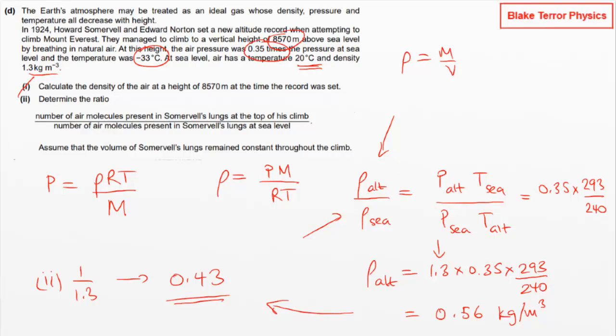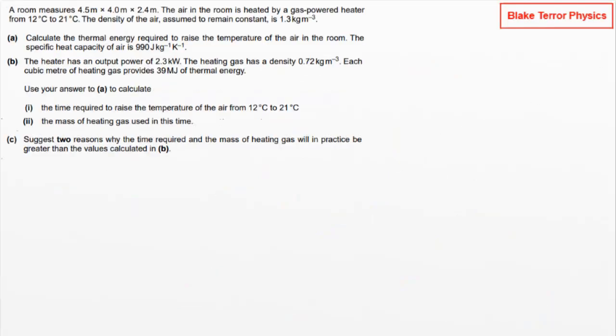Let's move on to, what is this? Yes, we've got a new question. This will be the last bit that I do in this. It seems to be the end of a block. The room measures that the air in the room is heated by a gas-powered heater from 12 to 21 degrees C. That's the density of air. It's assumed to remain constant. Calculate the thermal energy required to raise the temperature of the air in the room.